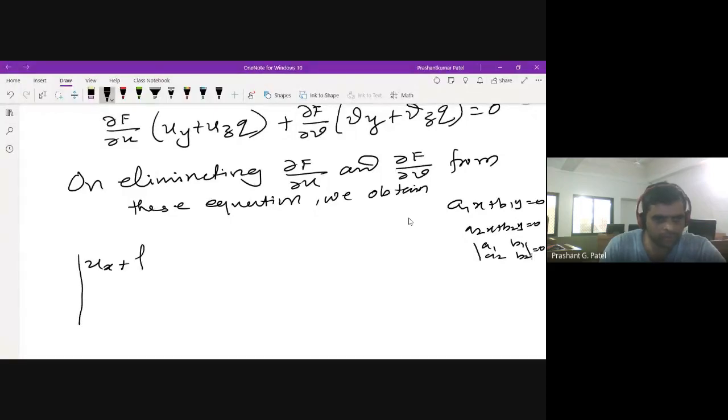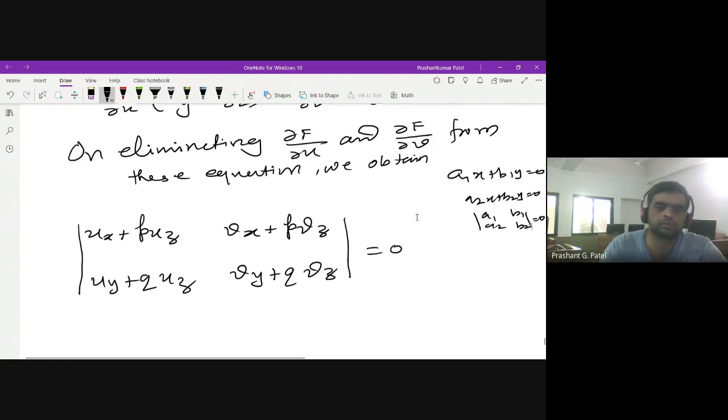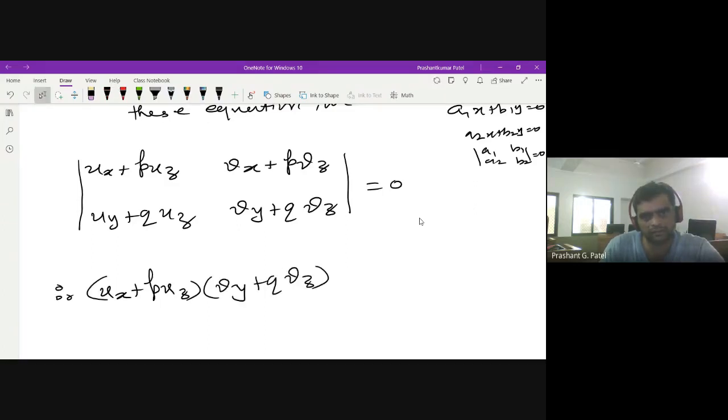So this gives me the determinant of ux plus p into uz, vx plus p into vz, uy plus q into uz, vy plus q into vz equal to 0. And if you simplify this, then you will have ux plus p uz into vy plus q vz minus vx plus p vz into uy plus q uz equal to 0.